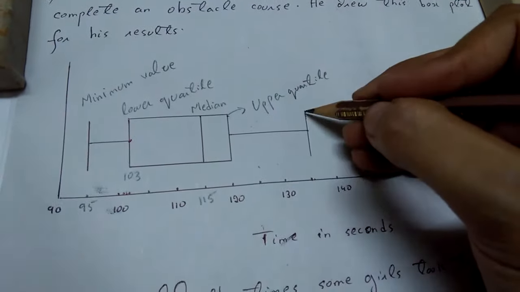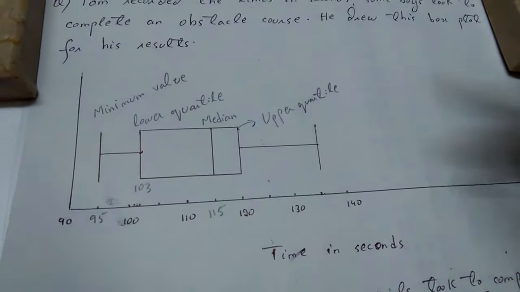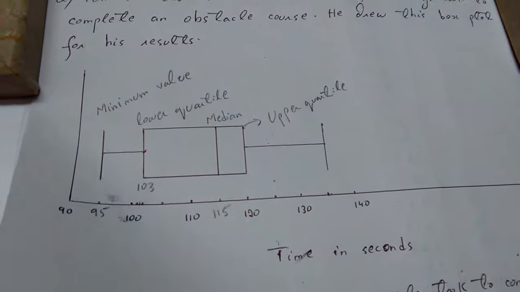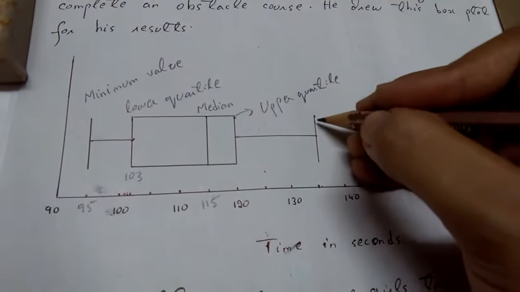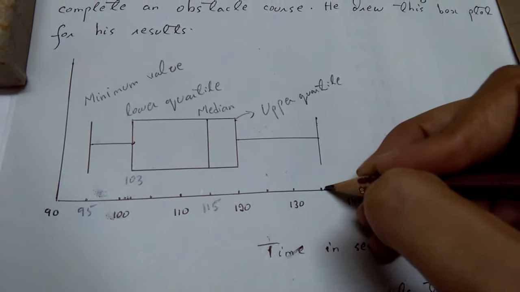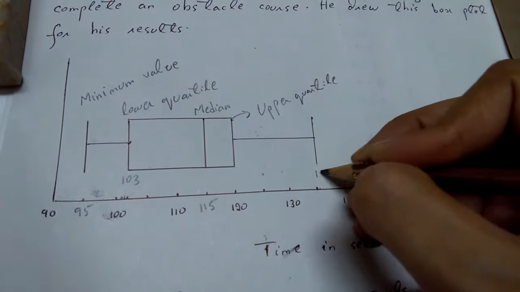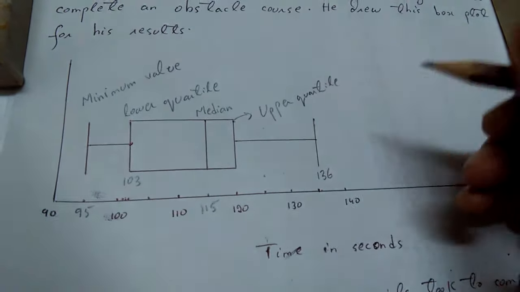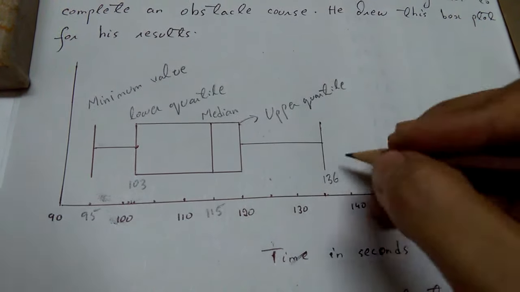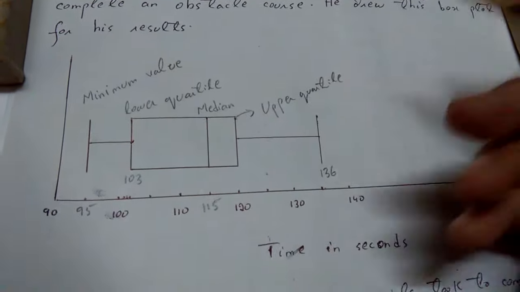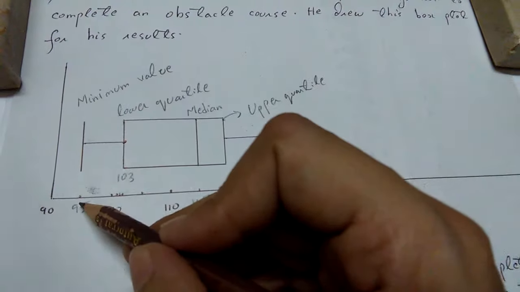And this line is representing the maximum time taken by the boys. The maximum time observed here is 136, because this is 135, this is 136. So this is your 136 seconds. The maximum time recorded by Tom for the group of boys is 136 seconds, and the minimum time is 95 seconds.